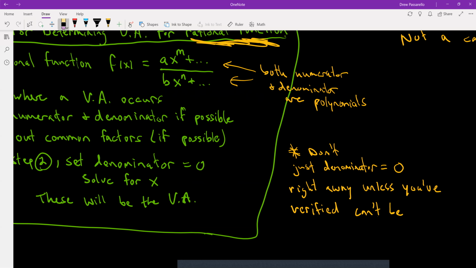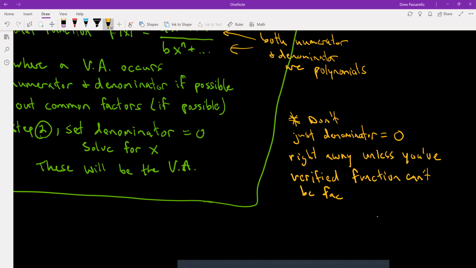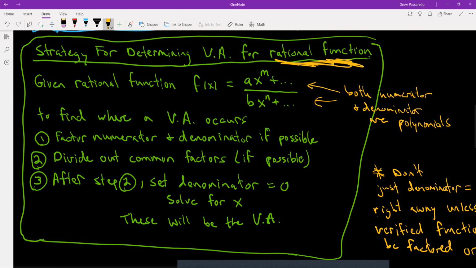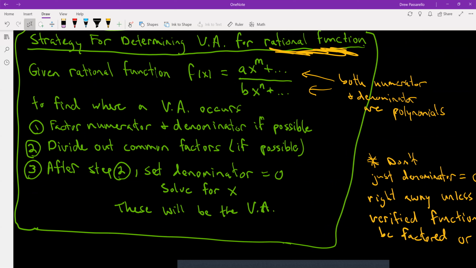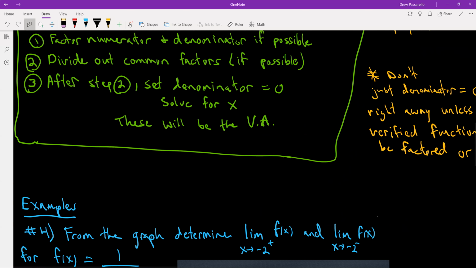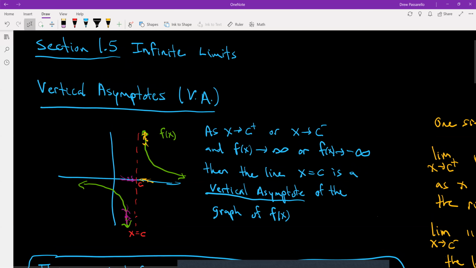Let's say we verified the function can't be factored or simplified. And okay, so the vertical asymptote, again, it'll be an infinite limit. All right, and that's pretty much the concepts. Now it's a matter of just going through examples.